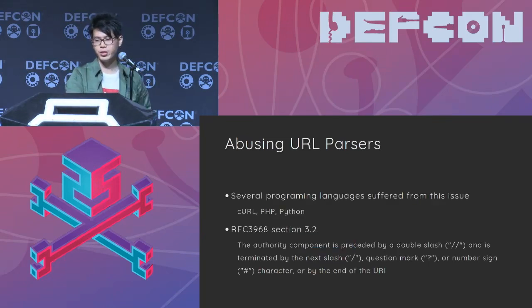Several programming languages suffered from this issue, like PHP, Java, Perl, and Python. According to the RFC, the authority part is preceded by a double slash and is terminated by the next slash, question mark, or number sign. So the appropriate authority part is google.com.